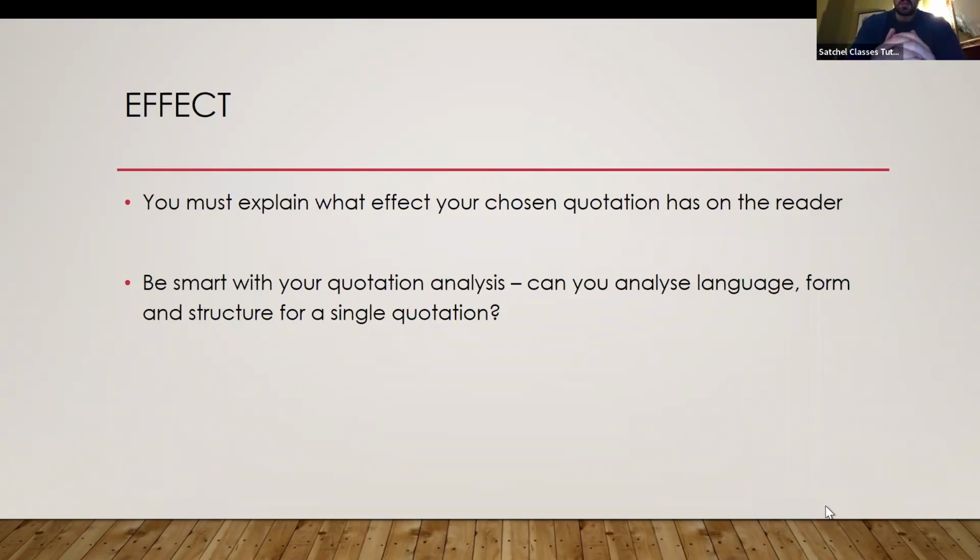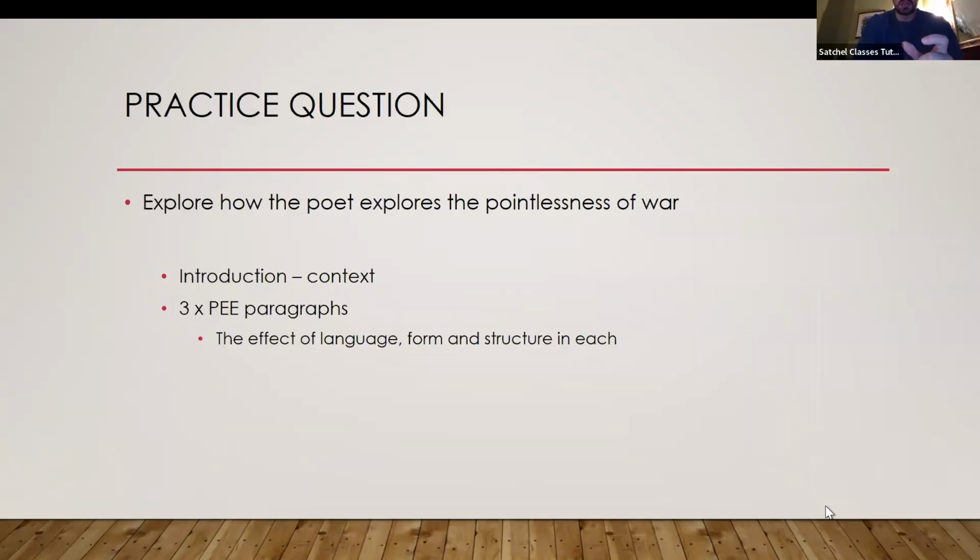And similarly, be smart with your quotation selection. If you're able to pick out a single quotation where you can discuss the language, form and structure through that single quotation, it allows you to expand on your ideas, particularly in a very time-pressured environment like an exam. It means you've not got to select several quotations to cover language, form and structure. You're able to pick those things apart from a single quotation. So just be smart with the quotations that you select.